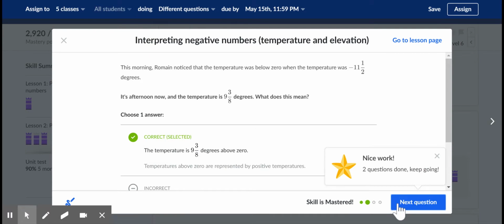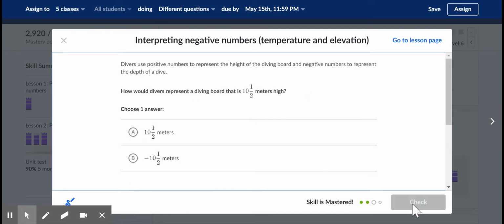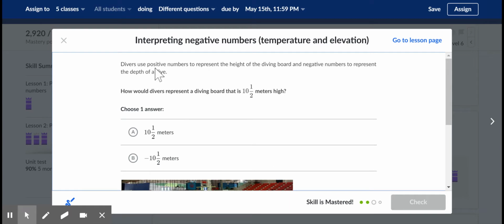All right. And then on the next question, divers use positive numbers to represent the height of a diving board and negative numbers to represent the depth of a dive. So again, the height of the diving board is your positive numbers and how deep someone dives would be negative. So if they're trying to represent a diving board that is 10.5 meters high, in other words, that is the height of the diving board, it says that positive numbers are the height. So that would be A.